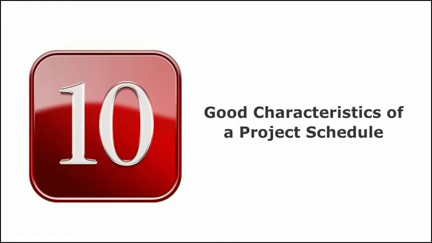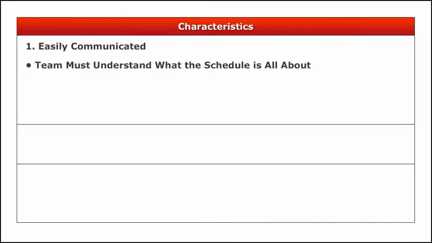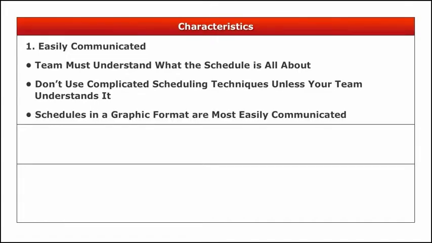Regardless of the scheduling system or the project, a number of specific attributes are found in a good schedule. 1. It is easily communicated. Those who are doing the work must understand what the schedule is all about. If none of your team has ever seen a complicated scheduling technique, like the Critical Path Method Diagram, CPM, the last thing you want to do is use it as your scheduling method. In general, schedules that are in a graphic format are most easily communicated.